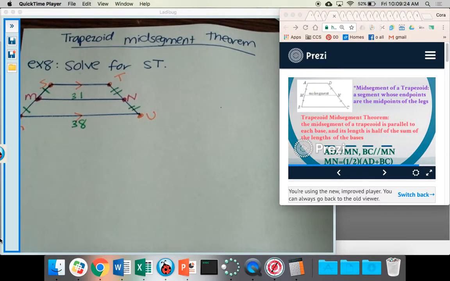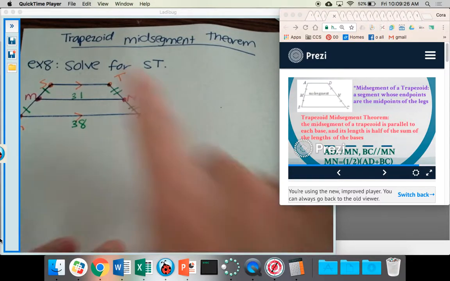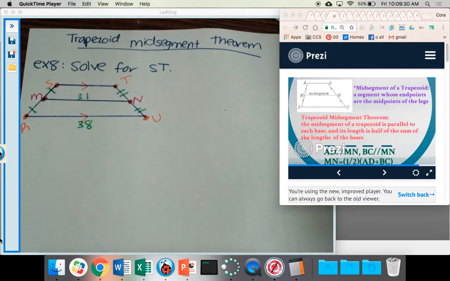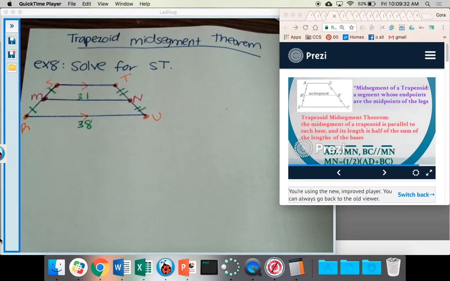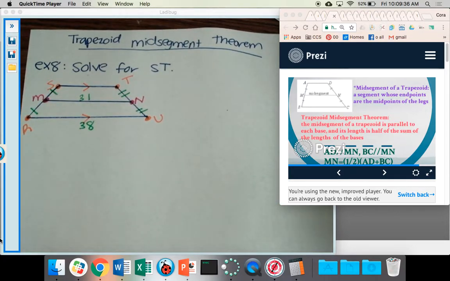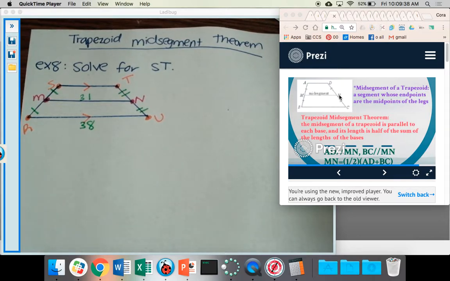Everyone, I know you are super pumped up to do the trapezoid mid-segment theorem. Say what? The trapezoid mid-segment theorem refers to something about the mid-segment in a trapezoid, and I have the definition and the theorem over here that we're going to be using as we work through the examples. So get excited.